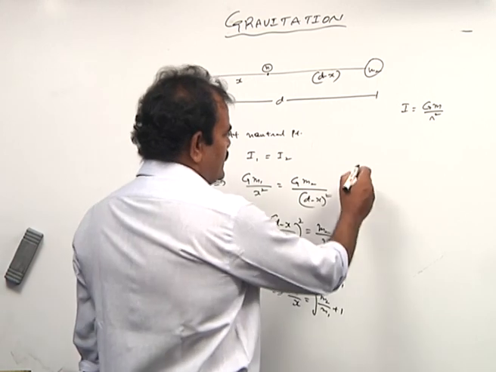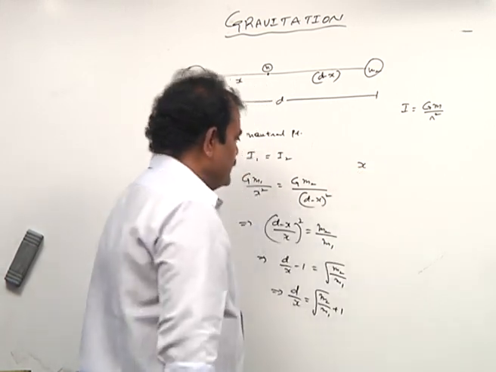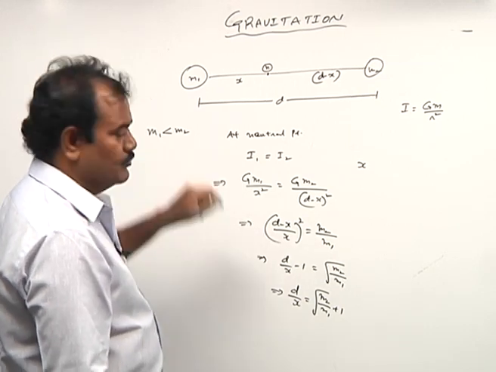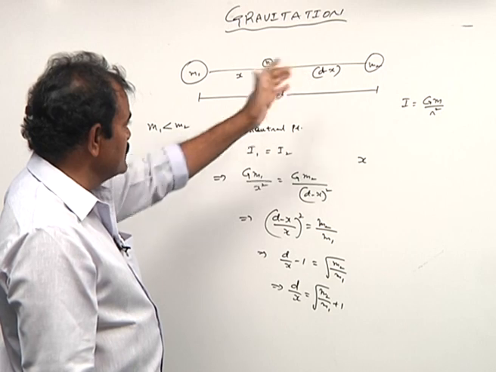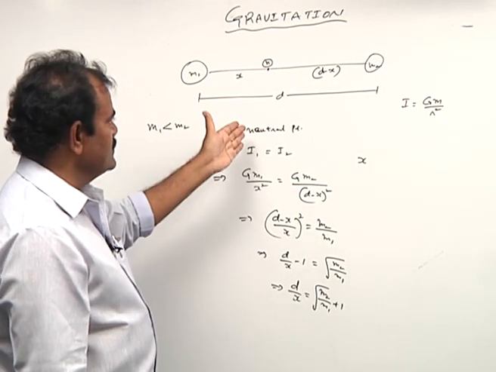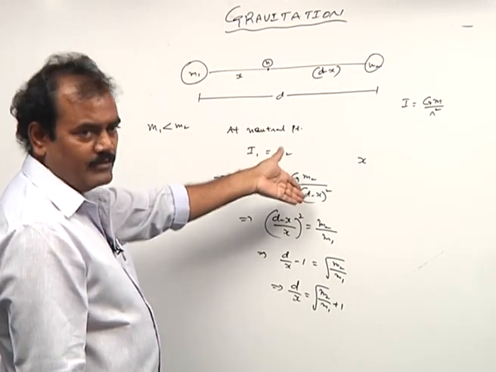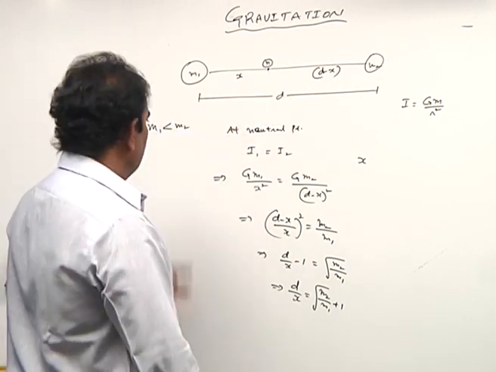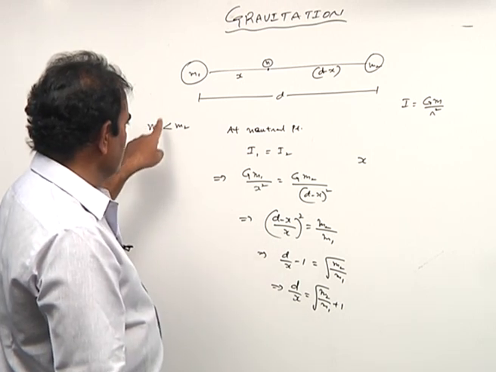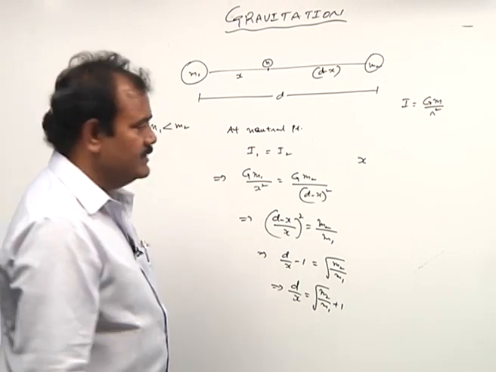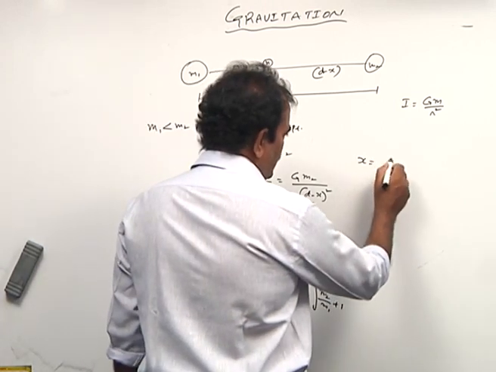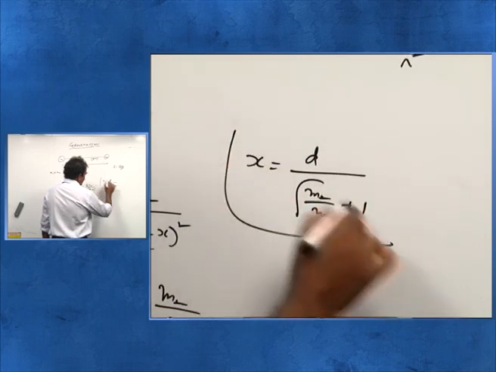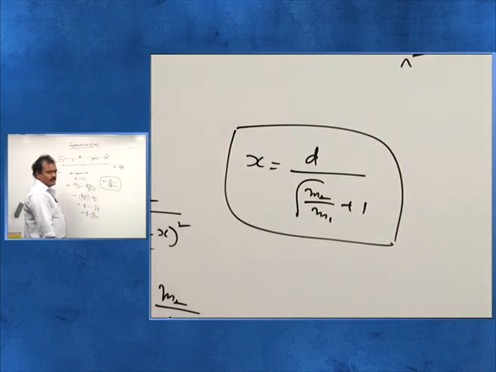That is the distance of the neutral point or null point from the smaller mass. Here we have taken m1 less than m2 because we cannot take the two masses to be the same. If the masses are equal, we need not find a formula for the neutral point, because it will be exactly at the midpoint. So these are unequal masses with m1 less than m2, and x is equal to d by root of m2 by m1 plus 1. This is the formula.